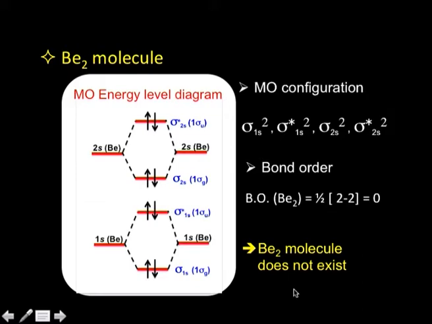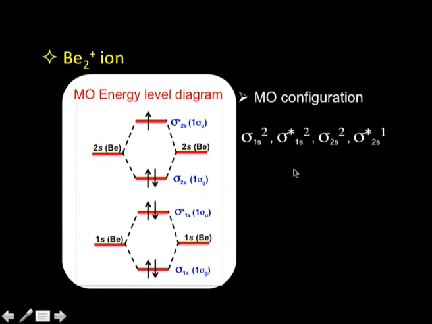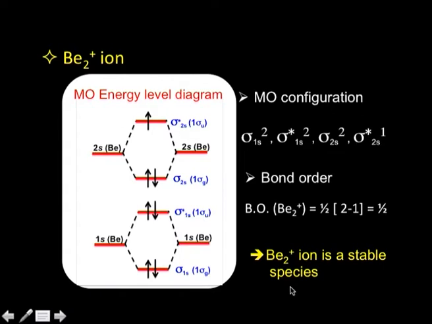But what about the beryllium-2 ion? Does it exist or not? I am sure that we do not have to spend much time on this, because we did a similar exercise in the case of the He2 plus ion also. Parallel to that, we find the molecular orbital configuration, because there will be a total of 7 electrons in the molecule, and the corresponding bond order will come out to be 1 by 2, because there is an odd number of electrons. We find that the beryllium-2 plus ion is a stable species. It does exist, it can exist.